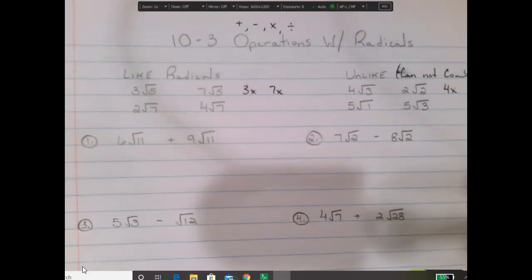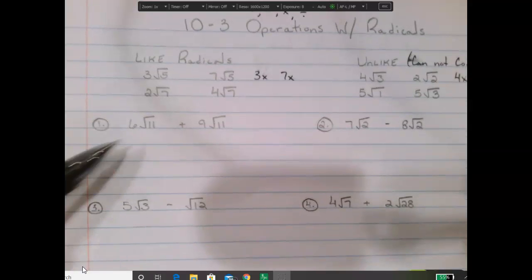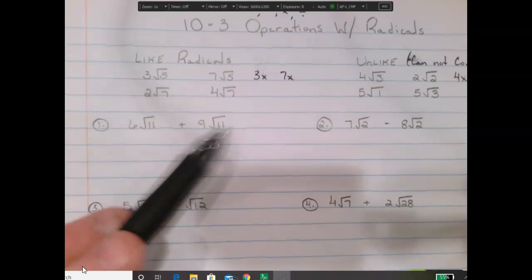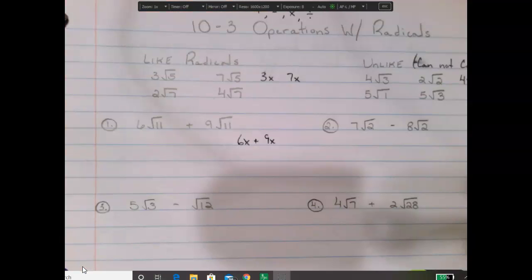Let's work ourselves into some problems. So I think addition and subtraction, guys, are going to be the simplest. If I look at number 1 here, I have 6 radical 11 plus 9 radical 11. Now, before I get started with this one, what if I were to give you 6x plus 9x? Well, you would say, Mr. Garrett, that's easy. I add my whole number, which happens to be 6 plus 9 is 15, and I leave my x, so it would be 15x.